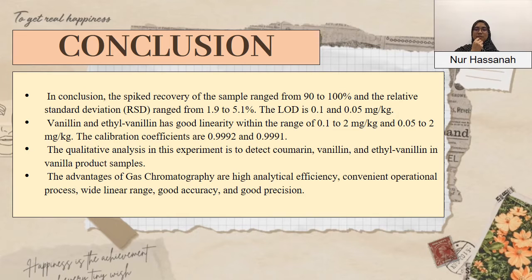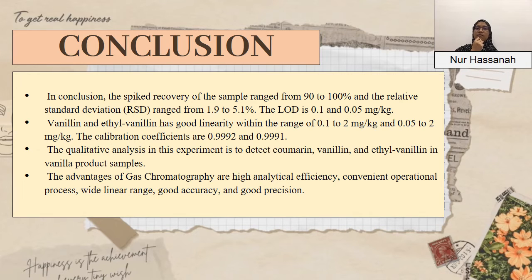Assalamualaikum and hi, my name is Nur Hasanah binti Hassan, and I'm going to explain the conclusion. In conclusion, the spike recovery of the sample ranges from 90 to 100%, and the relative standard deviation, RSD, ranges from 1.9 to 5.1%. The LOD is 0.1 and 0.05 mg/kg.